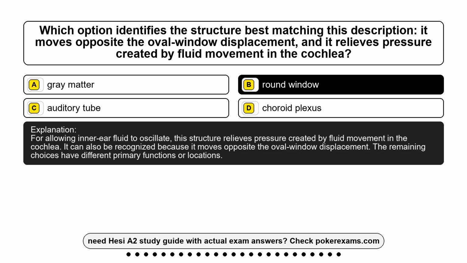By allowing inner-ear fluid to oscillate, this structure relieves pressure created by fluid movement in the cochlea. It can also be recognized because it moves opposite the oval-window displacement. The remaining choices have different primary functions or locations.